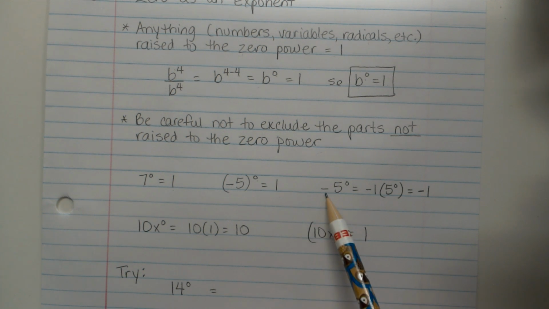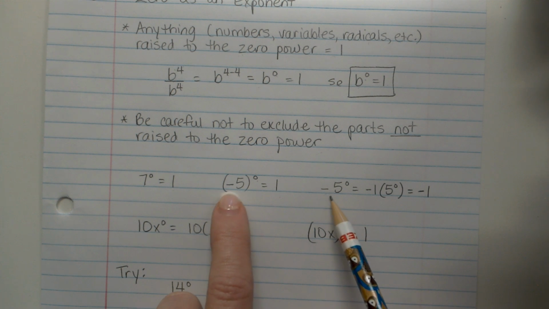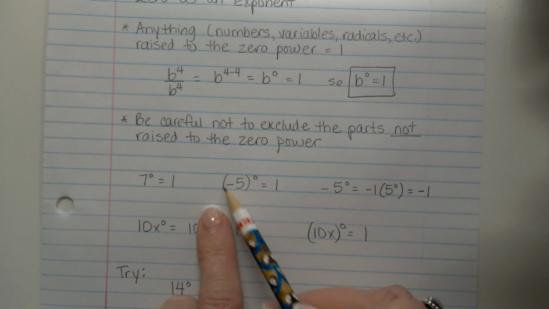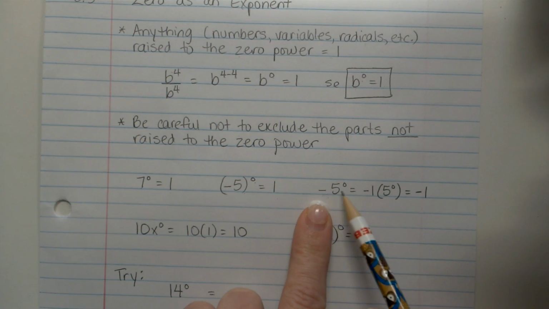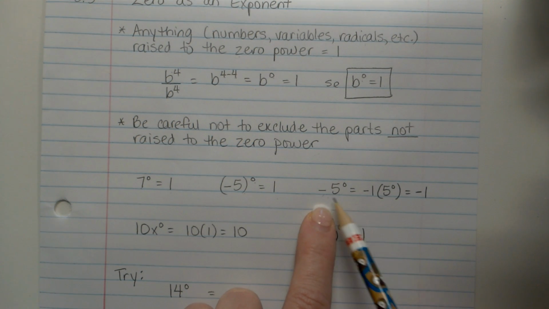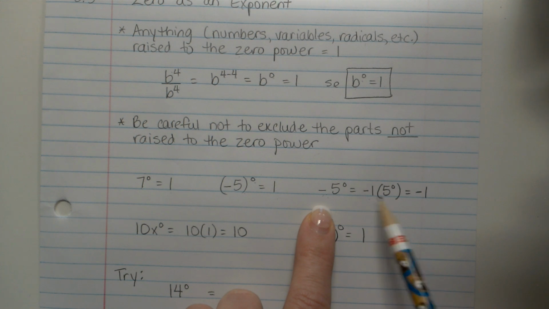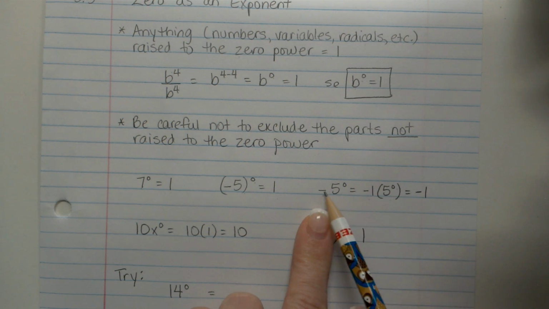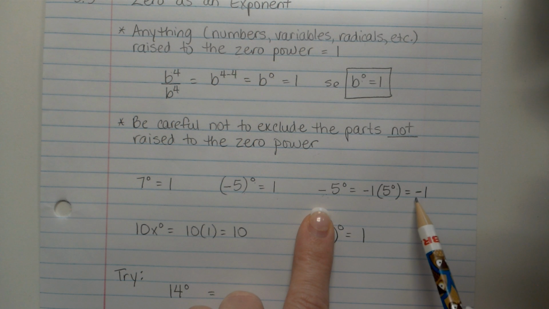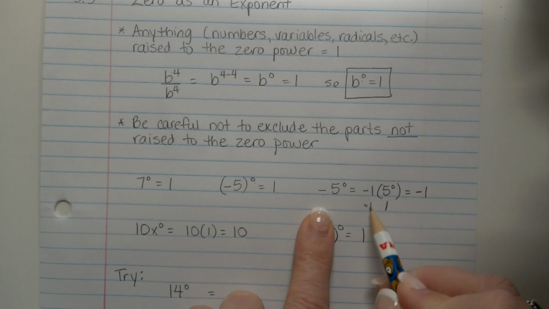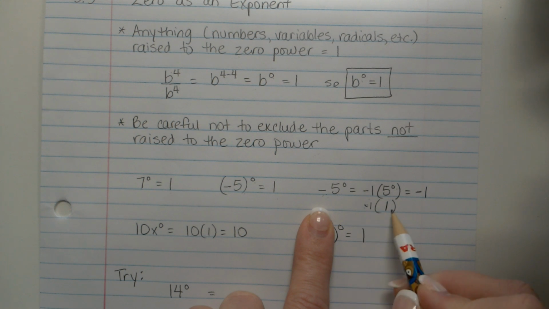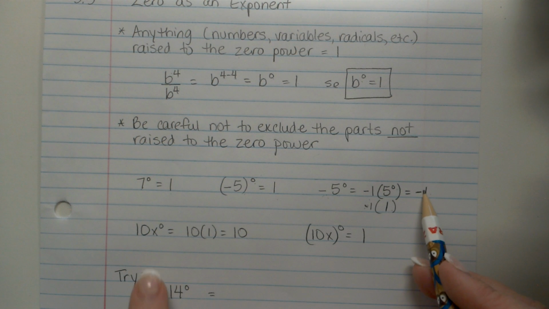Now be careful here. This is not the same as -5 raised to the 0 power. These are two different problems. This is because the negative is included in the raising of the power in this case, but the negative is out front in this case. This is essentially like saying -1 times 5 to the 0 power. That's what -5 here indicates. So since 5 to the 0 power is 1, and this is -1, when you take -1 and multiply it by 1, you get -1. That's why there's a different answer there.